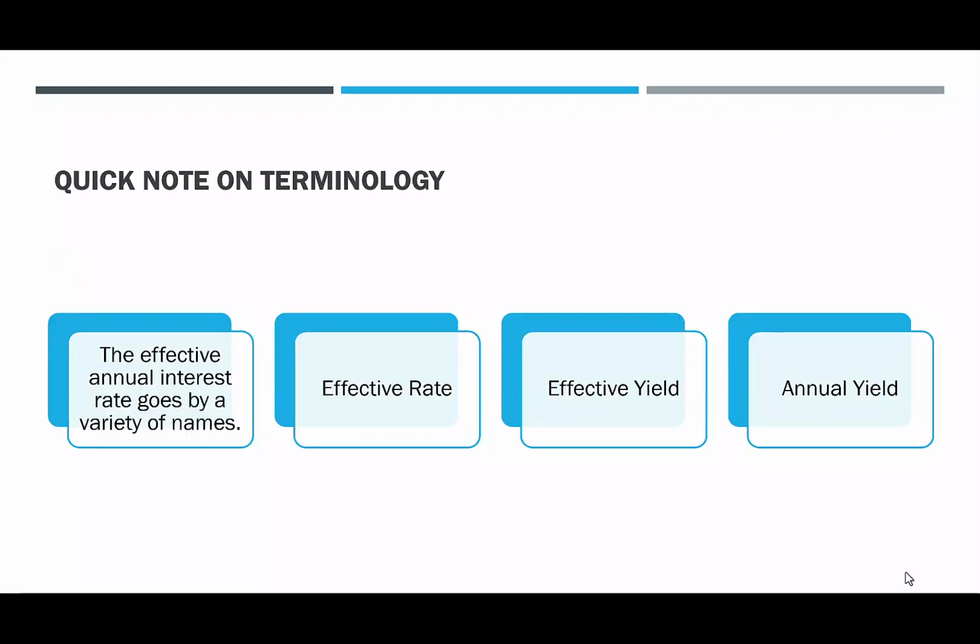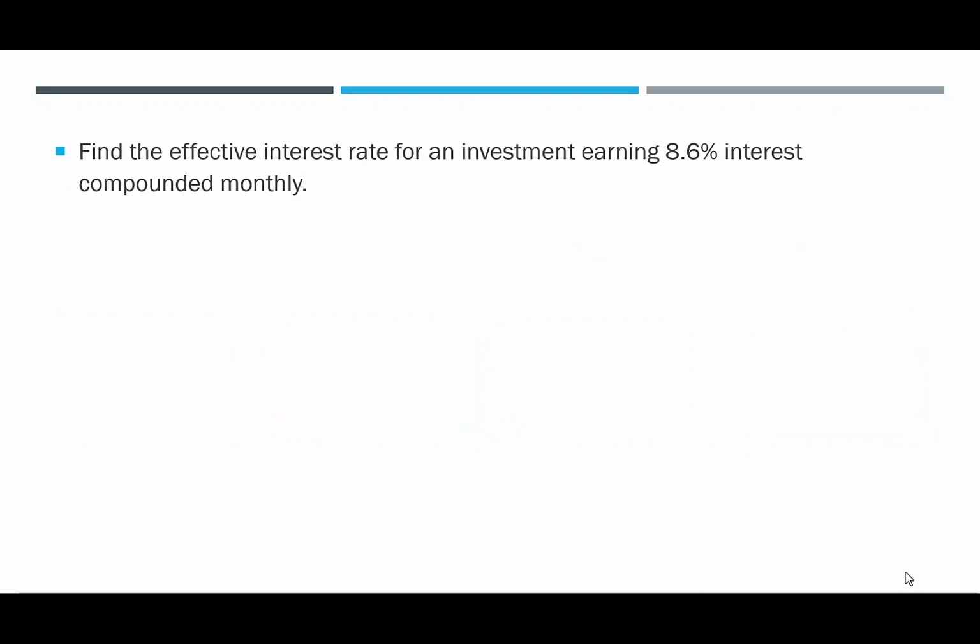A quick note about terminology. The effective annual interest rate goes by a variety of names. We may call it effective rate for short. Some people might call it effective yield, while other people might call it an annual yield, but they all mean the same thing. You might also see an EY or an AY as a notation. So let's try a few examples.